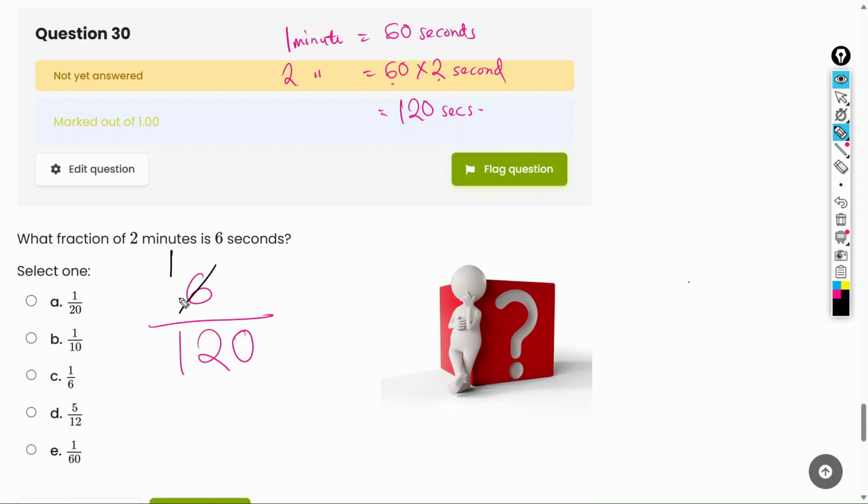6 into 6 is 1. 6 into 1 is 0, carry 1. 6 into 12 is 2. Then 6 into 0 is 0. That's 1 out of 20. 1 out of 20 is right here.